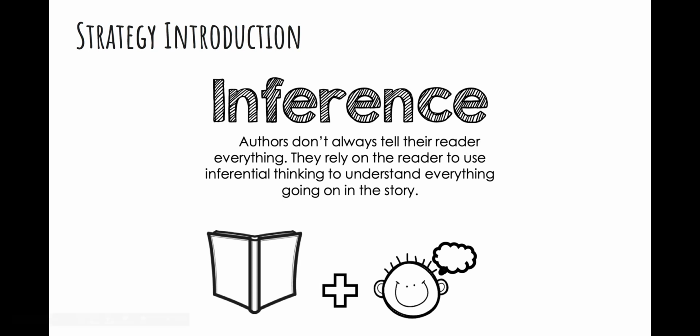And then we are using those two things together to draw a conclusion about what the author wants us to know about the text. Authors don't always tell their readers everything. They rely on readers to make inferences or draw conclusions to understand everything going on in the story, even if those things are not explicitly said, but we can get them from clues and then using those clues with our schema or what we already know.